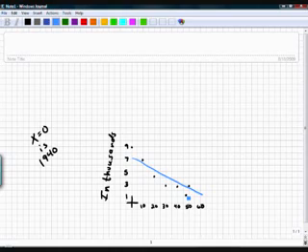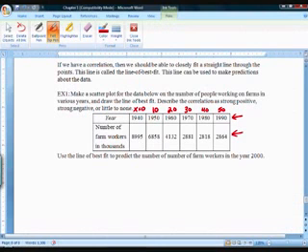Algebra 2 and pre-calculus, we use our calculators and we actually find out what is the line of best fit, using what's called residuals, how close the points are to the line. We're trying to minimize the distance between the points and the line. Algebra 1, we guess. So let's go back and finish the last one.